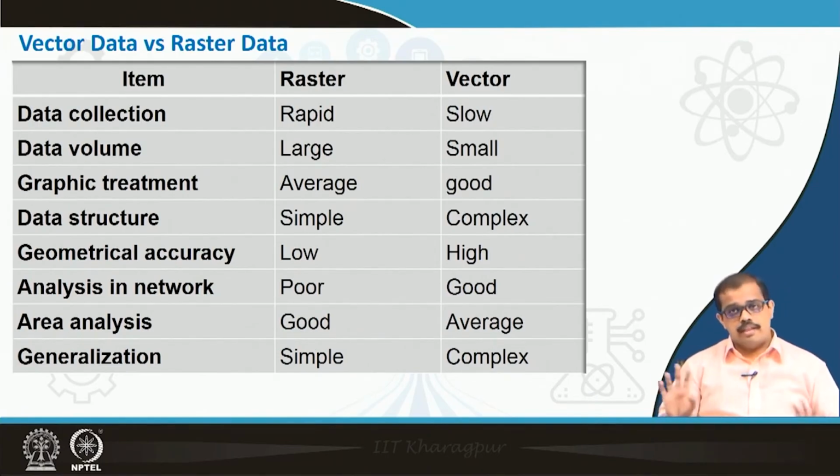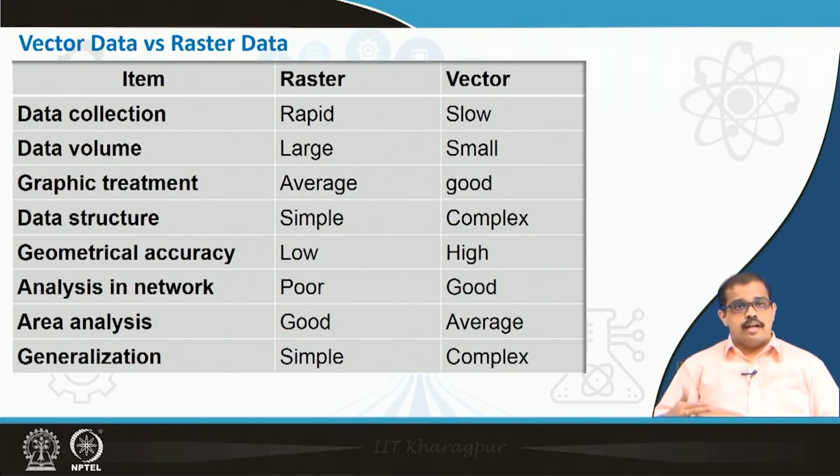We have spoken about the quad tree, and we have also looked at the topological data model. In terms of geometrical accuracy, raster data has a low geometrical accuracy, whereas vector data is highly accurate, if it is collected from the ground as a primary source. And analysis in a network is quite poor for raster data, because raster data itself has a great data volume. So, for loading you need a high computational capability and an extremely good network, otherwise network analysis is quite poor, whereas vector data analysis in a network is quite good, because it is a small data volume and much easier to analyze.